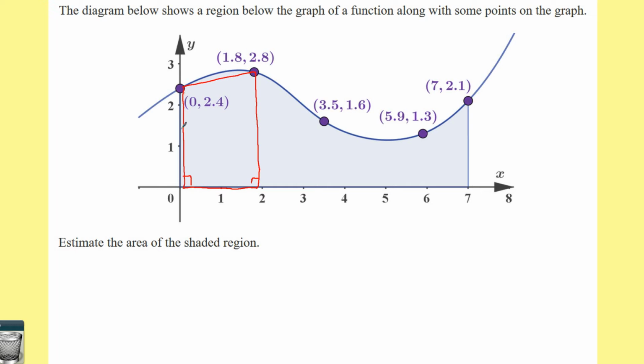So here we average the base, so this height is 2.4, right? This height is 2.8. So 2.4 plus 2.8 divided by 2 times the height, which we can just use as 2, right? Think of it as a trapezoid on its side. So times 2. Well, that's the area of this trapezoid. All right, well, let's do another one.